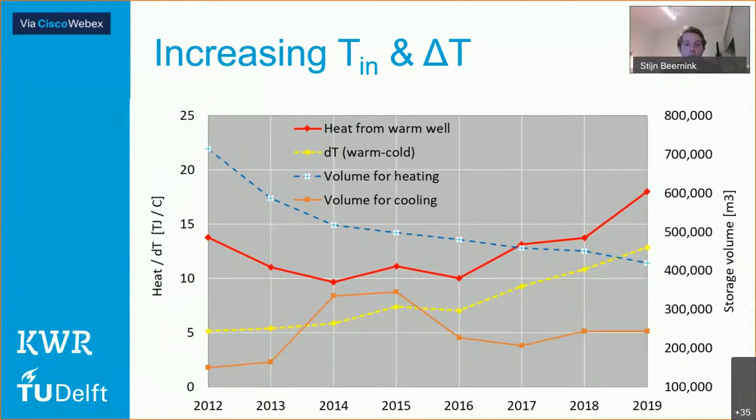And if we compare this volume that is used for heating to the volume that is used for cooling, so that is the orange line in the bottom, we see that the difference between the amount of volume used for heating and for cooling decreased, which is good, but still there's a large difference between these two flows. So the imbalance decreased, but it is still there.